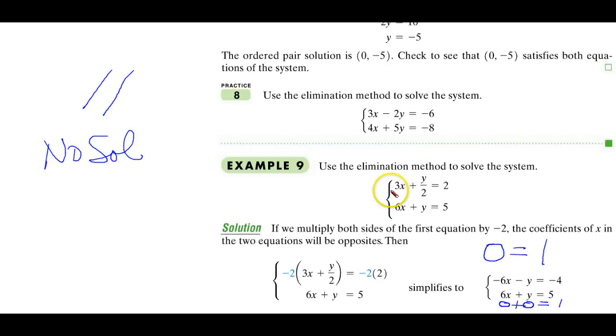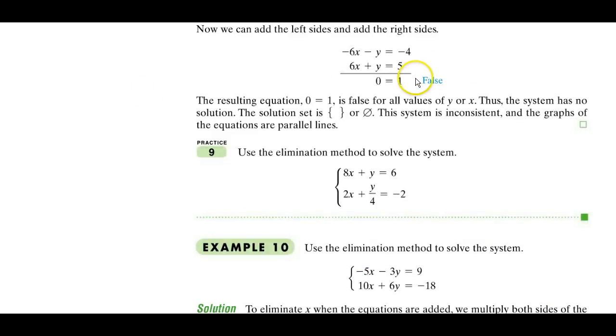Now they didn't look like they were parallel initially, but if you were to solve each of these equations for y, you would see that the slopes are the same, but the y-intercepts are different. Those lines are parallel. And on the next page, they tell us another way to write it is that there's no solution. There's an empty set, or the symbol for no solution.